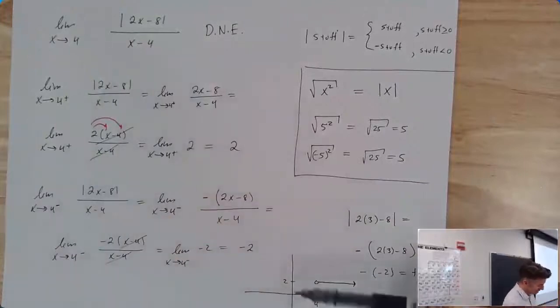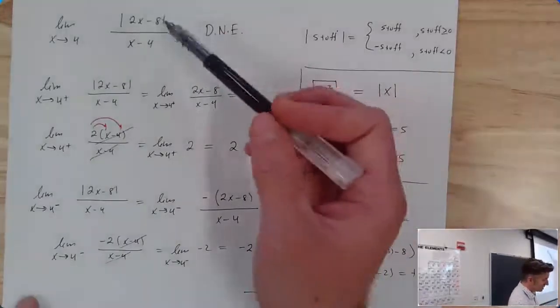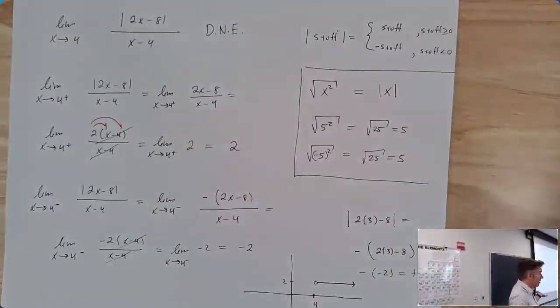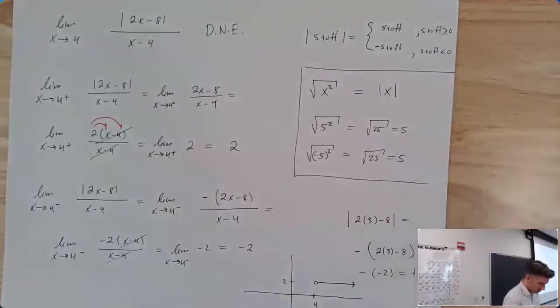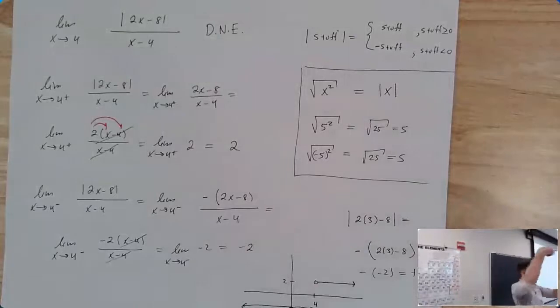On the other side, if you pick a number less than 4, like 3 or 2 or 1 or 0 and plug it in, the top is still going to be positive. It has to be, because it's an absolute value, but the bottom is going to be negative. You're going to get negative 2 out. So on the left side of 4, this function looks like this. And so we have this function approaching 2 different values from the left and the right side of 4, meaning the limit at 4 doesn't exist.